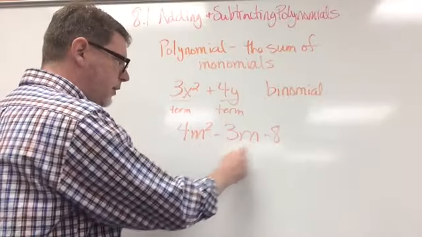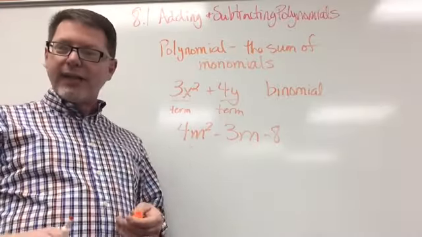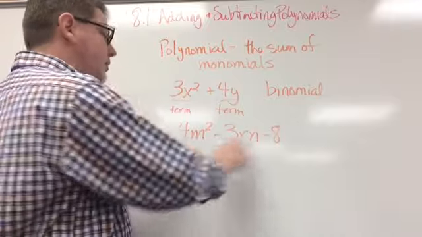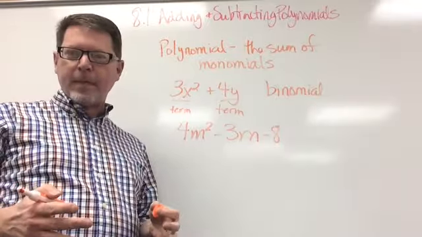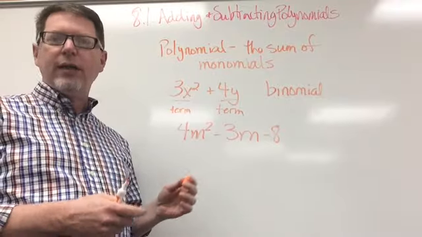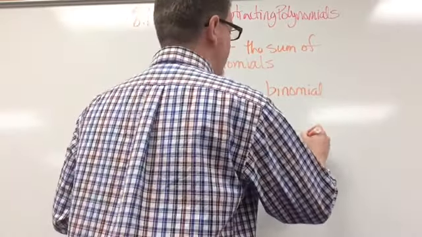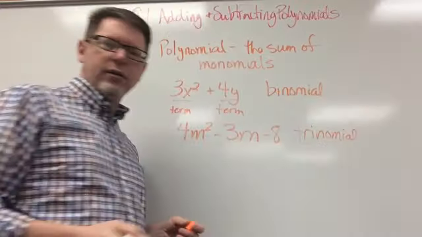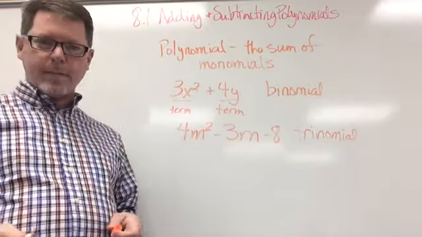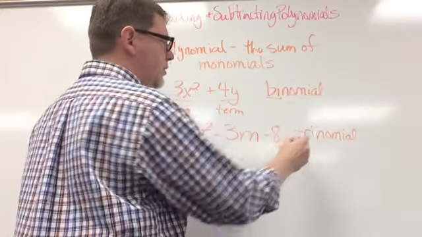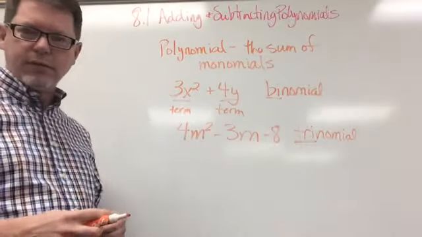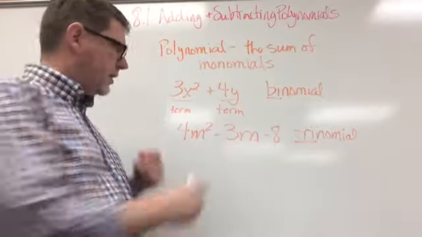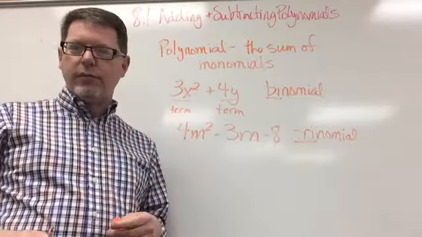I have three monomials. They're added together. It's subtraction, and subtraction is the same as adding the negative. So it creates a polynomial. This is a special kind of polynomial. It's called a trinomial because there are three terms in the polynomial. Bi meaning two terms, tri meaning three terms. Each one of those is a term, and since there are three of them, it's called a trinomial.